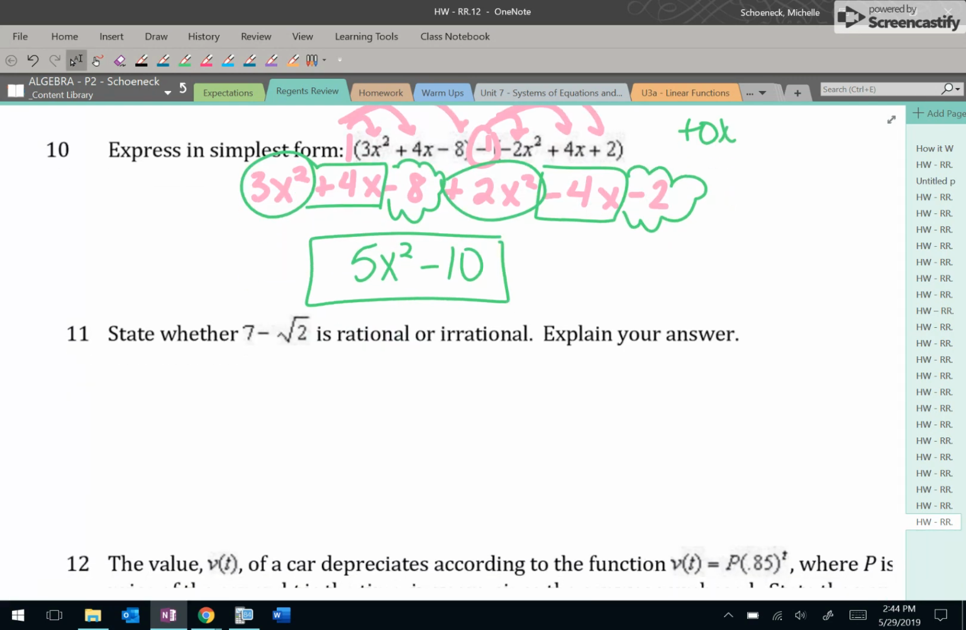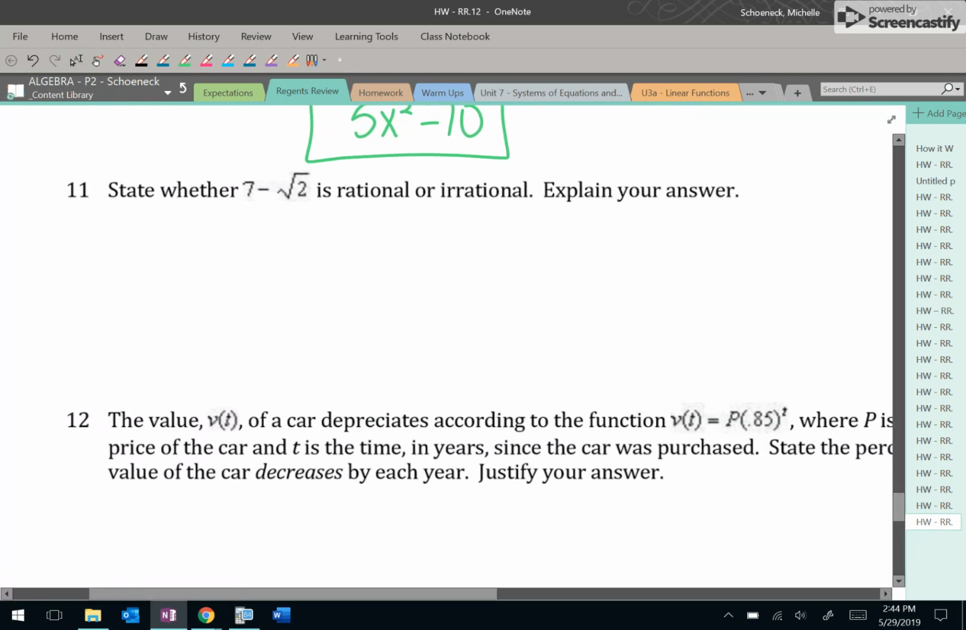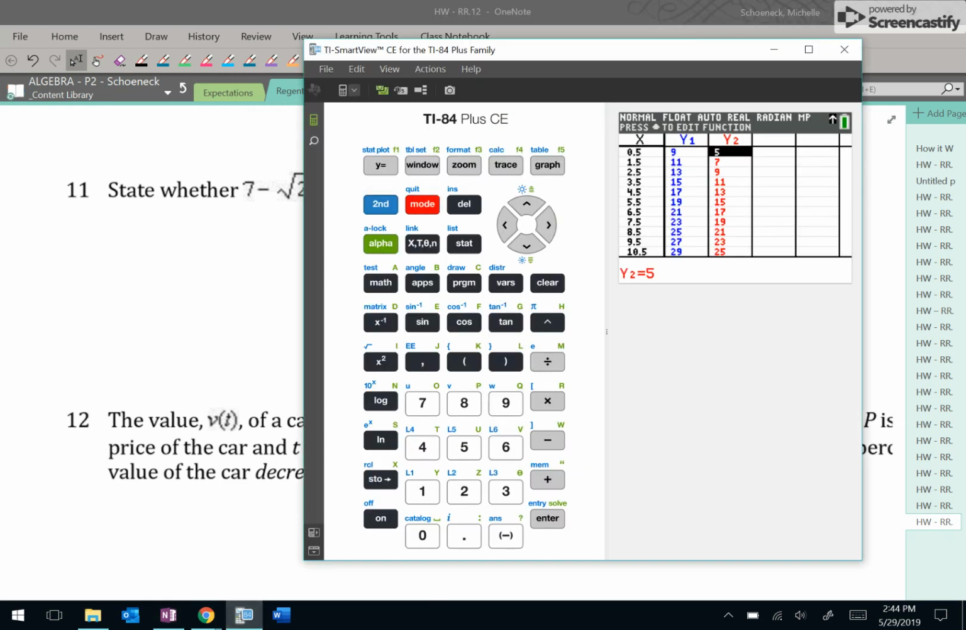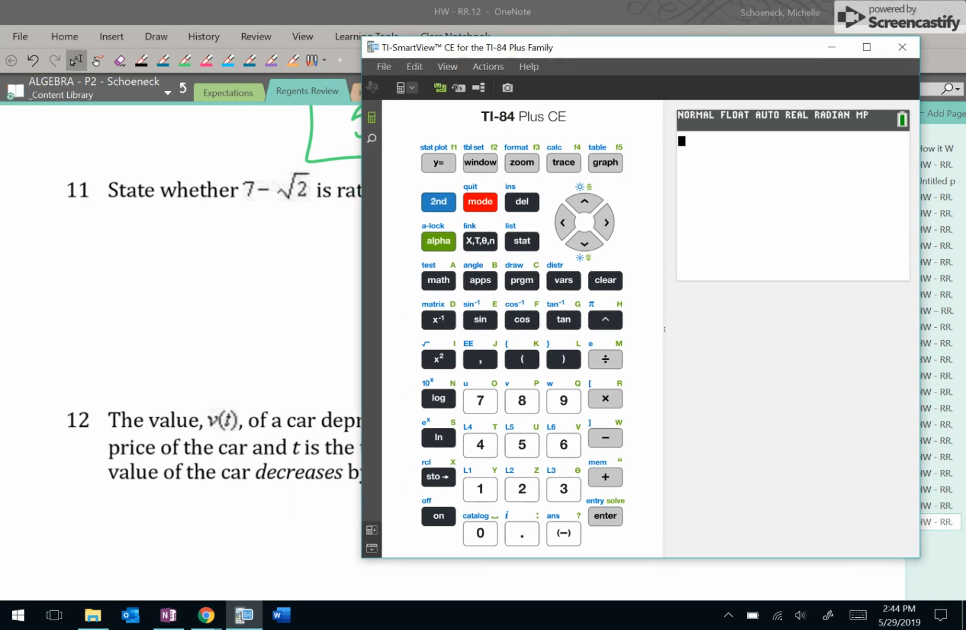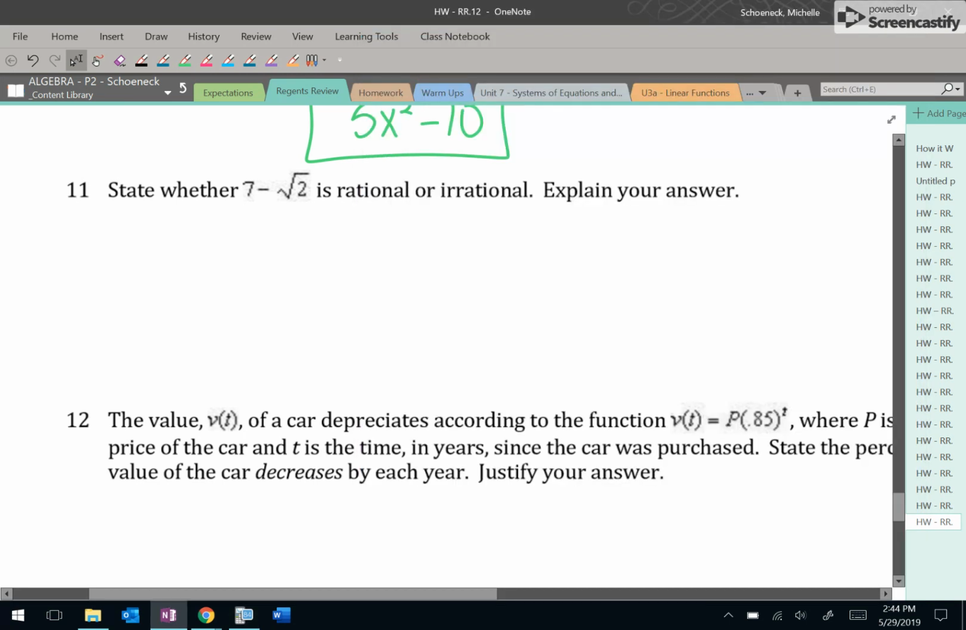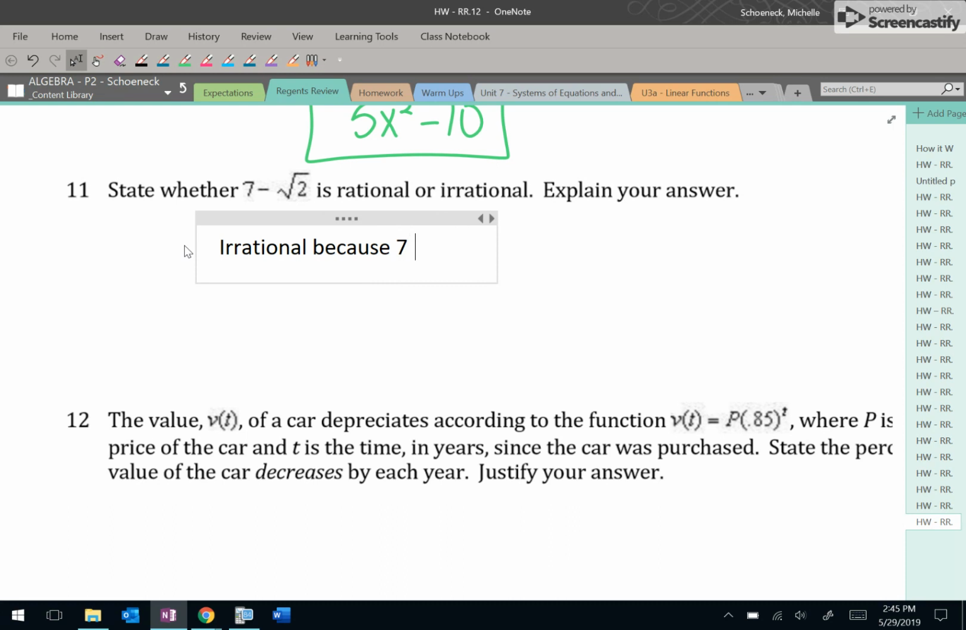Number 11, state whether 7 minus the square root of 2 is rational or irrational. All right, well, we're going to try and see if they can be turned into a fraction or not. So 7 minus the square root of 2. Press enter first and then math frac. All right, it was not. Okay, so whether this is rational or irrational, this is irrational, because 7 minus square root of 2 cannot be written as a fraction.